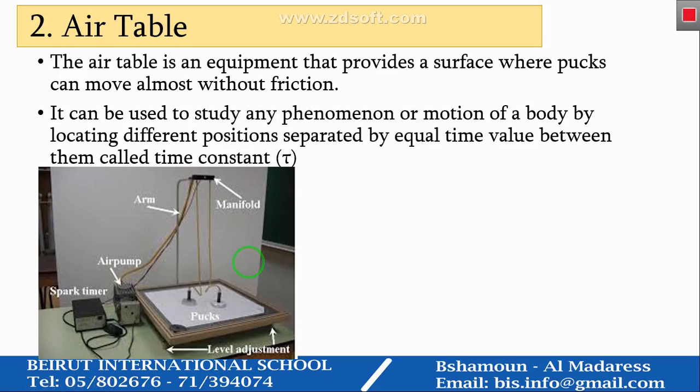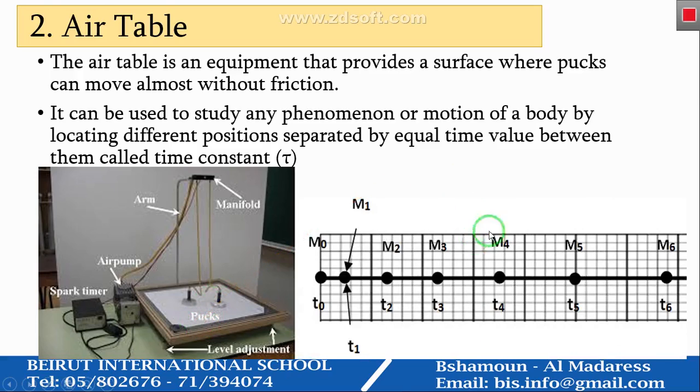This air table can be used to study any motion of a body by locating different positions separated by equal time values between them, called the time constant, which is represented by this symbol tau. So using those pucks and the air table, when the pucks move on this air table, we can locate different positions of the pucks on a paper so that we will obtain this figure in here. This figure represents the different positions of the puck in a way that the time separating any two different positions of this puck is equal to the time constant, which is tau. This drawing in here, or this location of the puck's positions, allows us to study the motion of this puck.